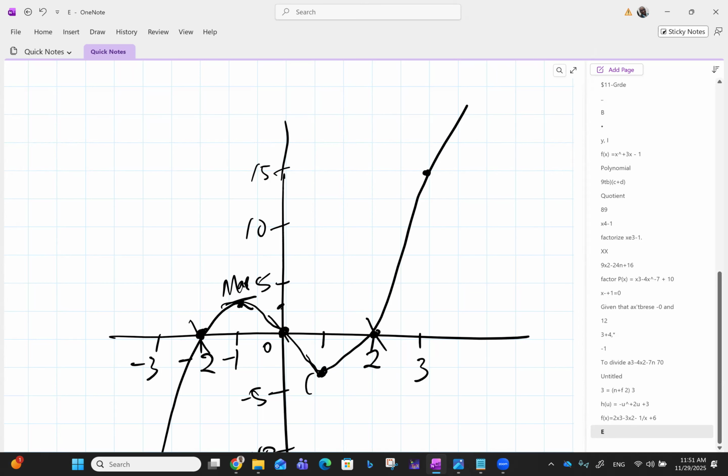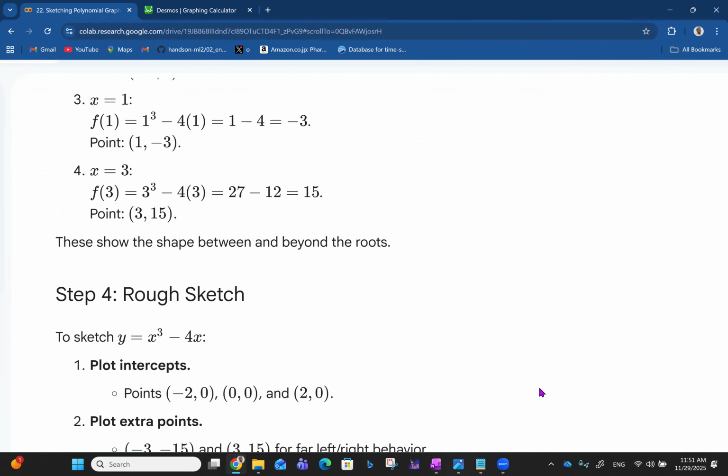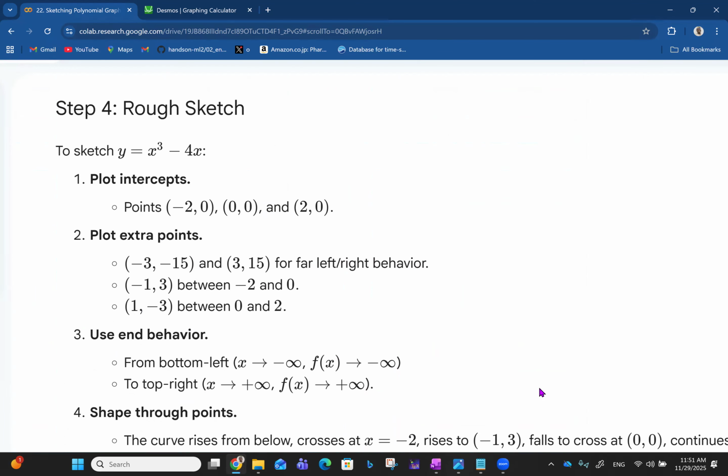And we have a minimum point here. This is 1, -3. Okay? So that's what that sketch looks like. That's how it is to sketch. So the rough sketch, finally, we see to sketch y equals x cubed minus 4x now. Plot the intercept, which we've done. Plot extra points, we've done that. Use end behavior. We've seen the end behaviors, right?